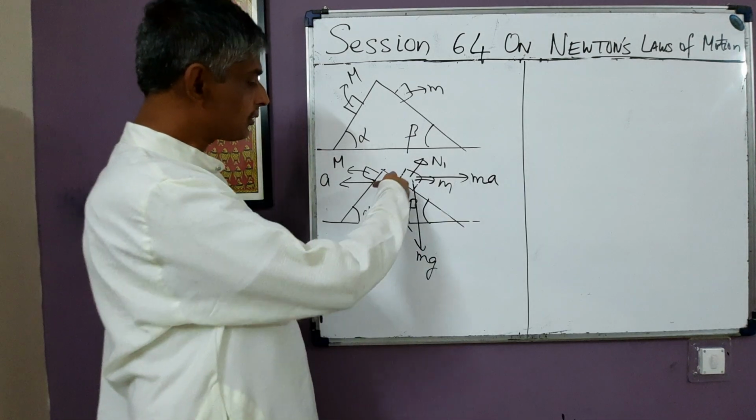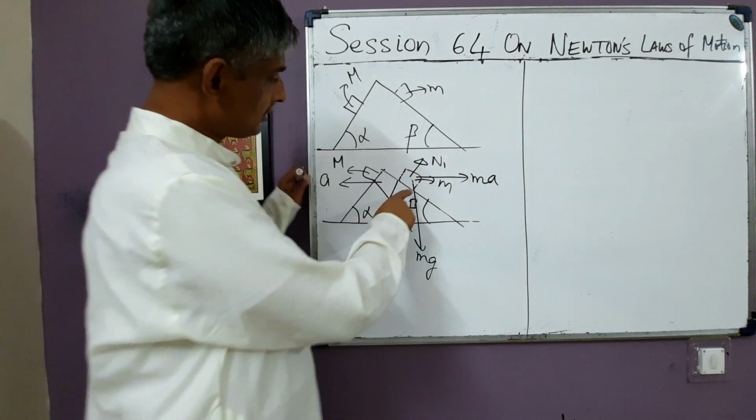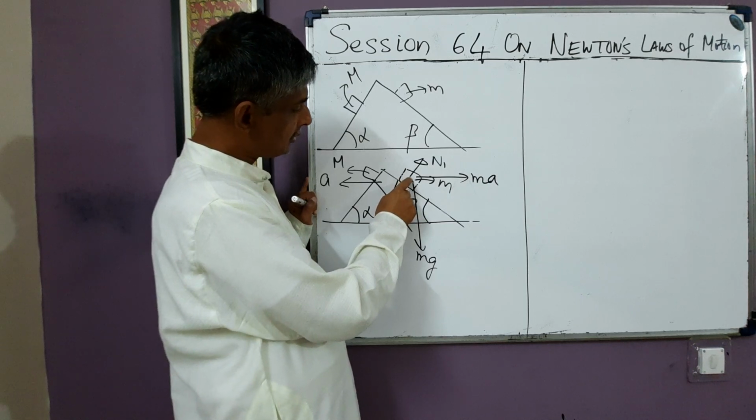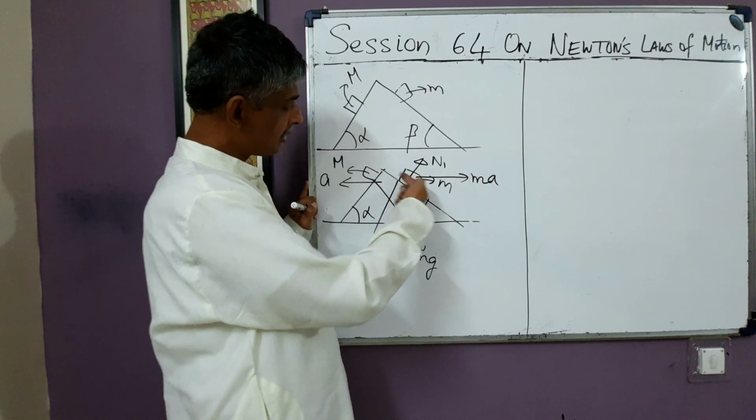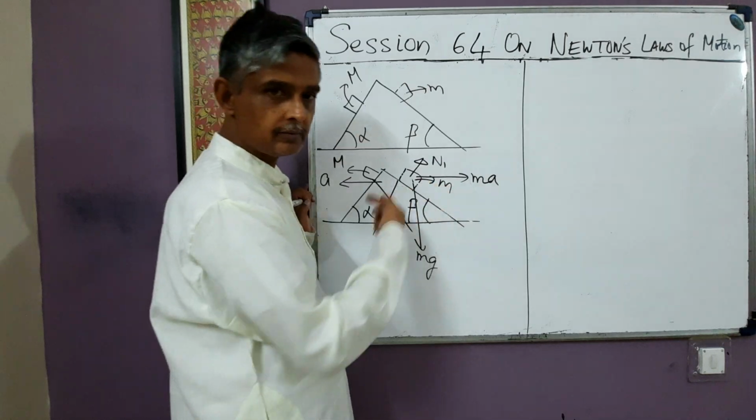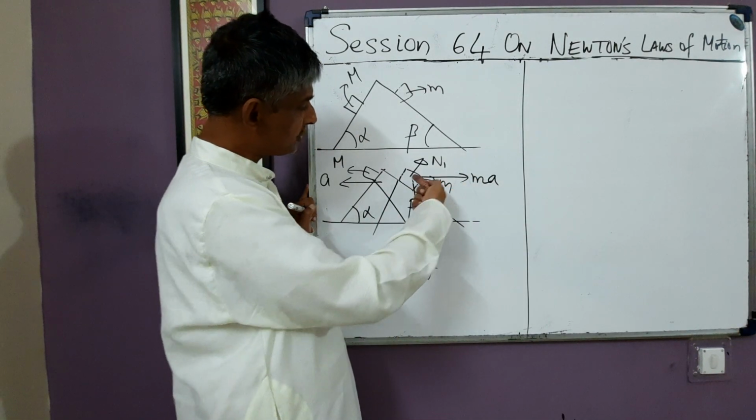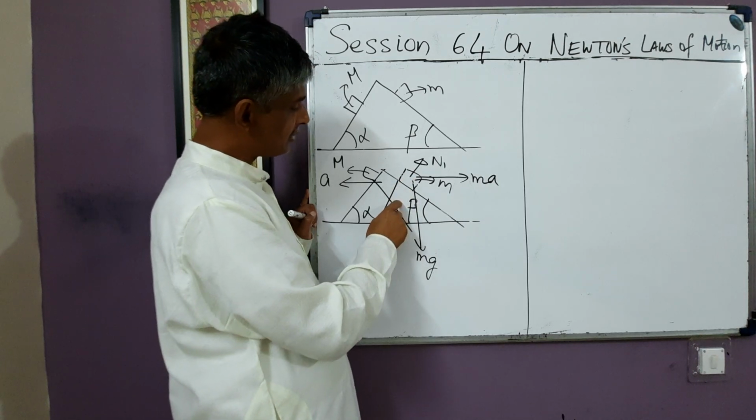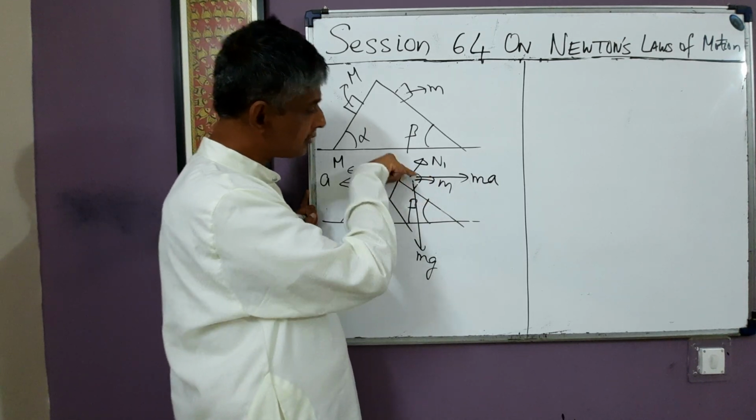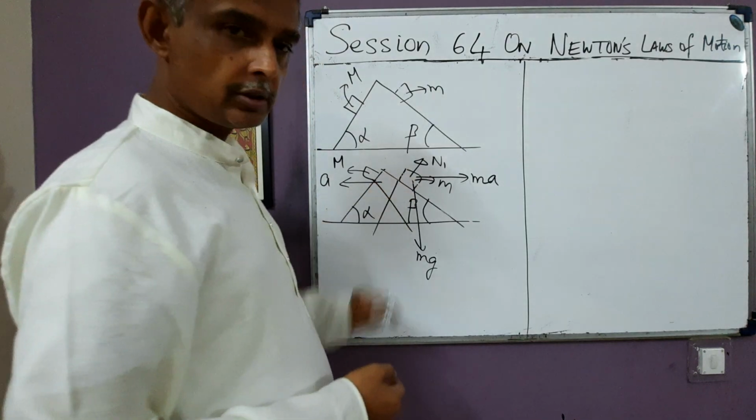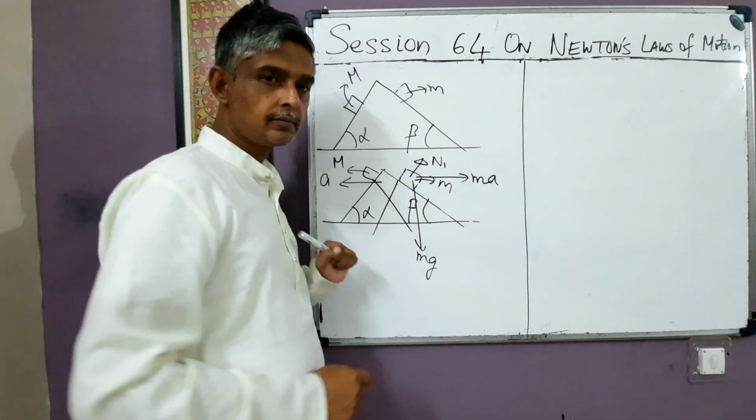Because if it accelerates towards left with respect to ground, then the resultant on this particle as seen from wedge, there is no force which acts in this direction, which makes an acute angle with this direction. See, these two forces make obtuse angle with this direction. So net force on this block as seen from wedge will be along this direction, not along this direction. Then it cannot climb. Okay, so this case is ruled out.